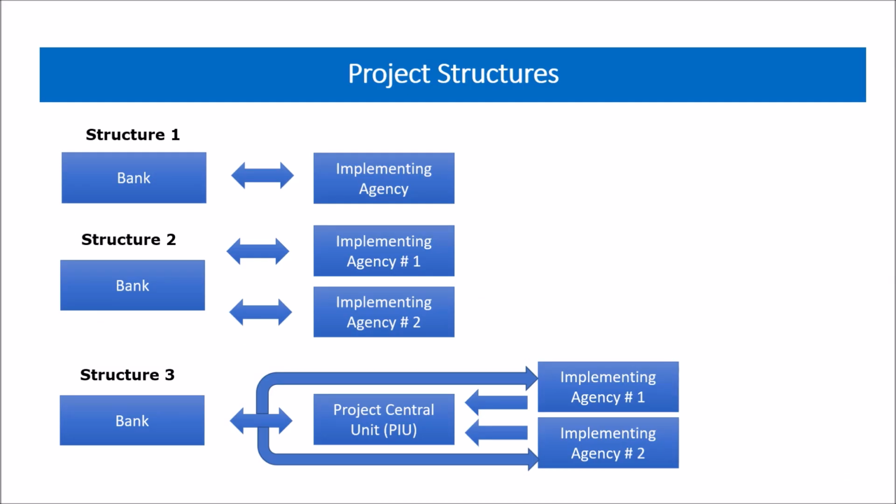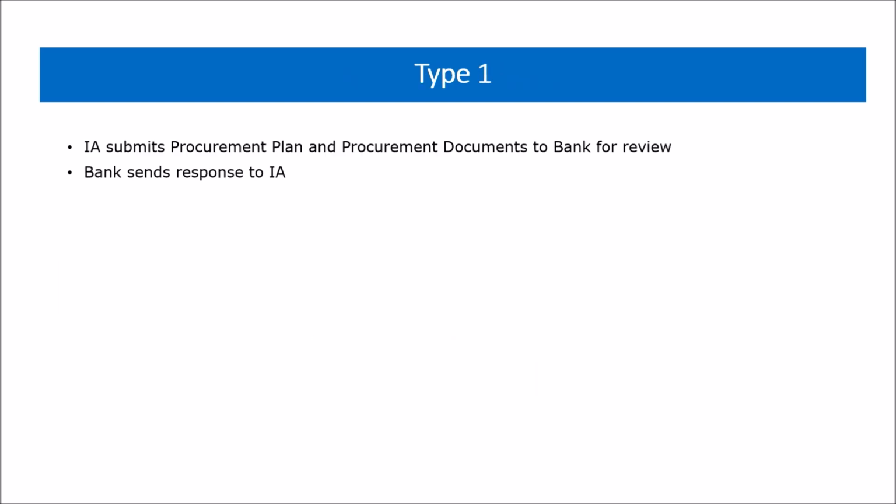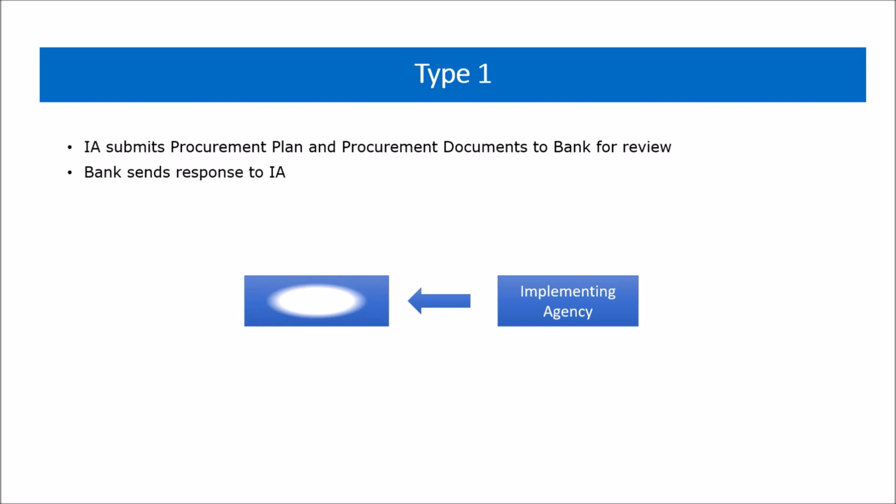In general, there are three types of implementation structure for World Bank financed projects. Type 1, the project has a single implementing agency. Under this structure, the implementing agency submits the procurement plan and procurement documents to the bank for review. And the bank sends a response, either comments or no objection, to the implementing agency.